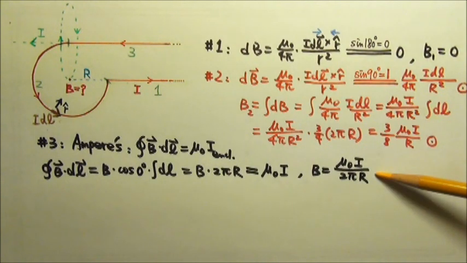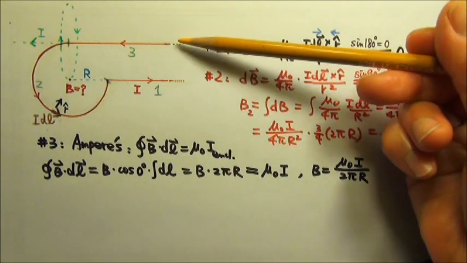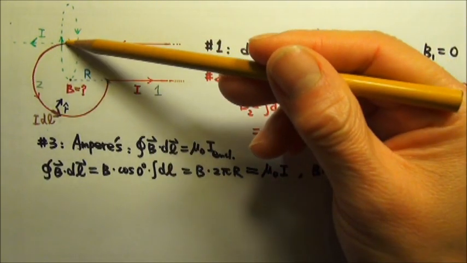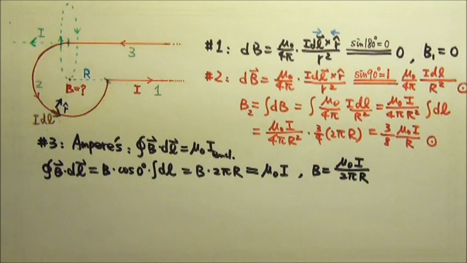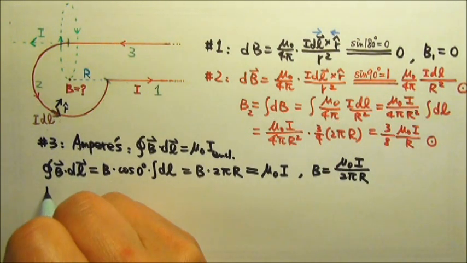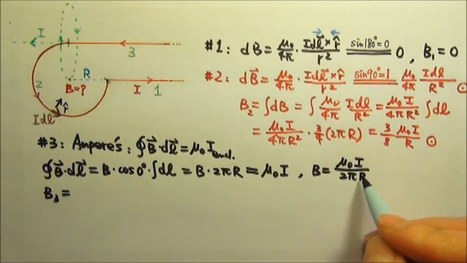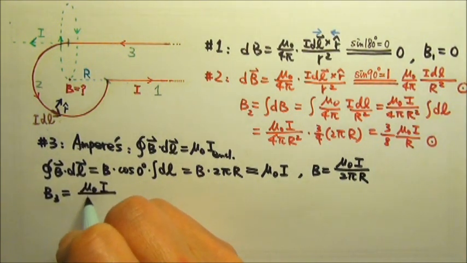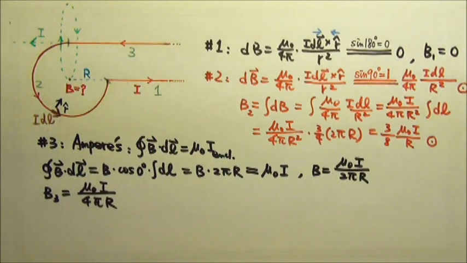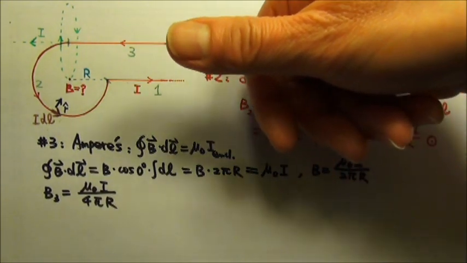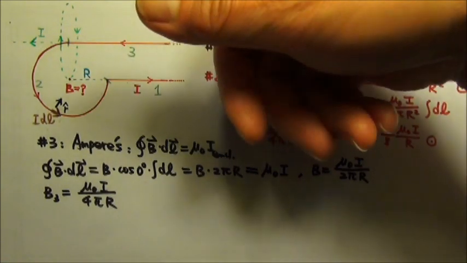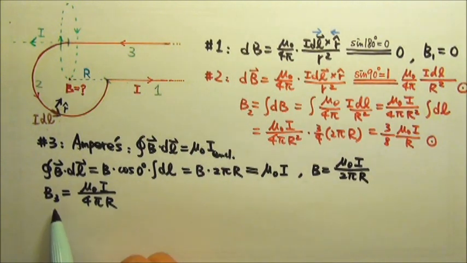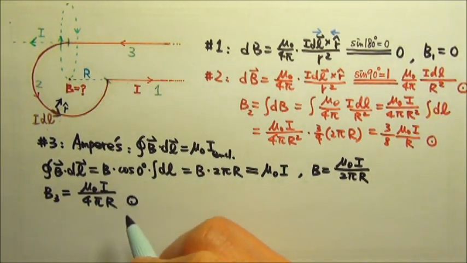But of course, this magnetic field is the field produced by this entire long straight current. But our real current is only half as long, so the magnetic field produced by segment 3 is this divided by 2. Which means it's mu naught I over 4 pi R. If I use my thumb to follow the current in segment 3, my curved forefingers will come out of the paper. So this B3 is out of the paper.